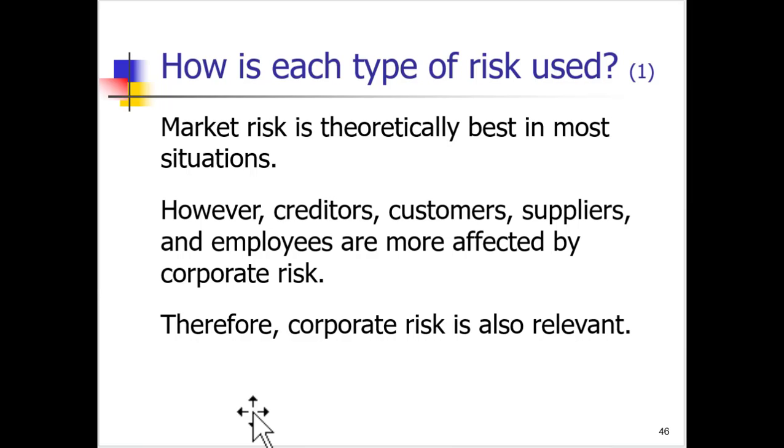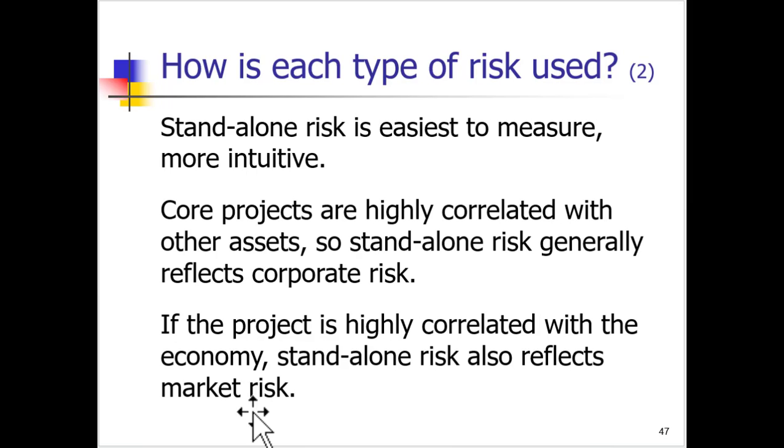So market risk is theoretically the best risk for us to use in most situations. But creditors, customers, our suppliers, are the people that are our stakeholders, not shareholders. They are more affected by corporate risk. So corporate risk is also important. Standalone risk is the easiest to measure. It's a lot more intuitive.